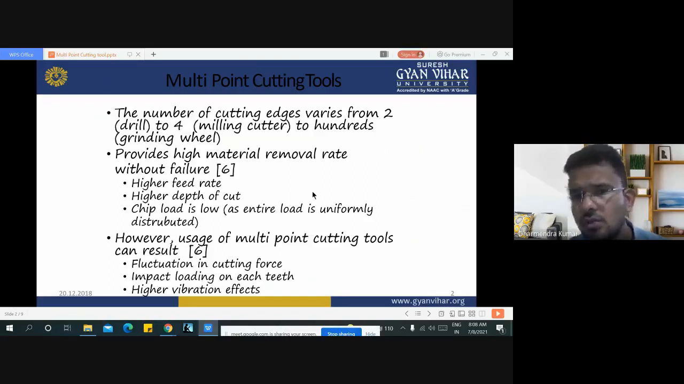However, the usage of multi-point cutting tool can result in fluctuation in cutting force, impact loading on each tooth, and higher vibration effects.